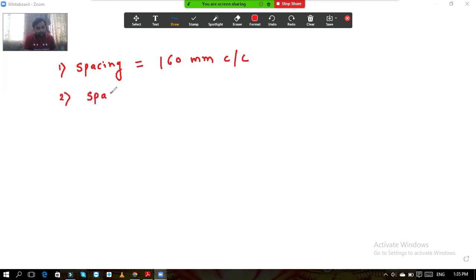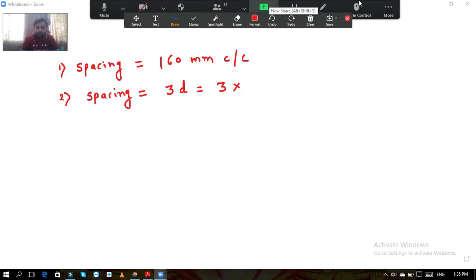So spacing is equal to, as per the IS code, we should calculate the spacing by 3 into D, that is 3 into effective depth of the slab. Now what is the effective depth we have calculated? It is 3 into 280 is our overall depth. Now what is our effective depth?